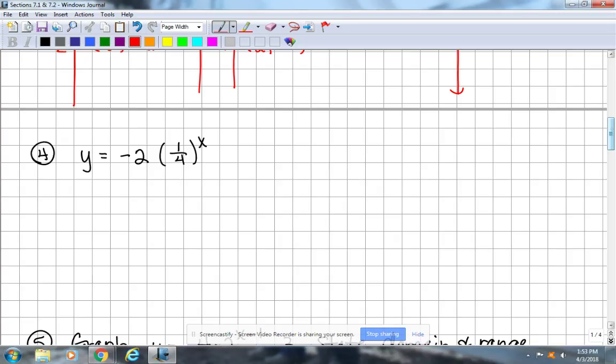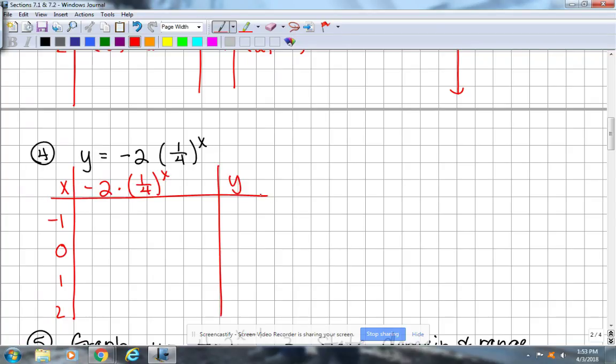Exponent first. Exponent first. First I gotta make my table, right? I'm gonna give myself a little space here. So negative 1, 0, 1, and 2. I don't really need that much space between them, but first one I do. So negative 2 times 1/4 to the x power. And I get my y, and then I get my 4.